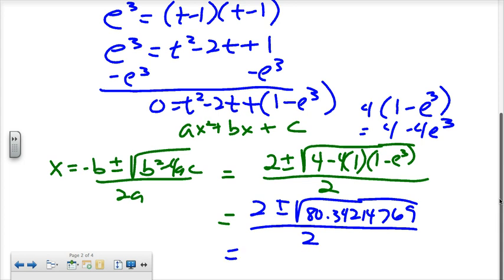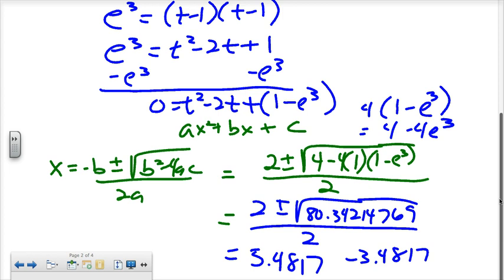So two answers here. 2 plus the square root of that answer that we just got, divided by 2. And that comes out to 5.48168, so 17. And then we have 2 minus the square root of 80.34214,769 divided by 2. And that is negative 3.48168. So negative 3.4817 when we do that problem.